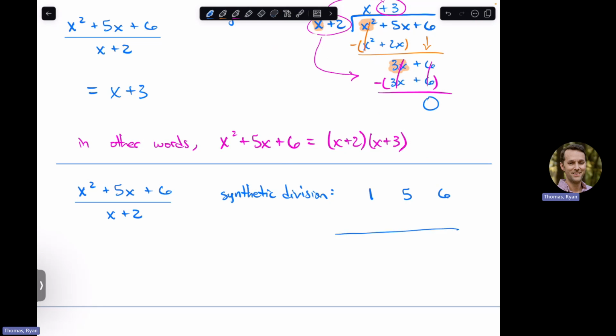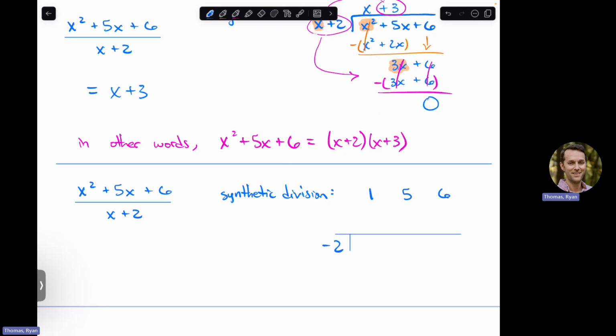Okay, so then I give myself a little sort of a frame. Put a little box here. That's where the divisor goes. We're dividing by x plus 2, but for synthetic division, that means I take essentially the 0 that would correspond to that, right? So I take -2 and stick it right there. That's sort of the setup.